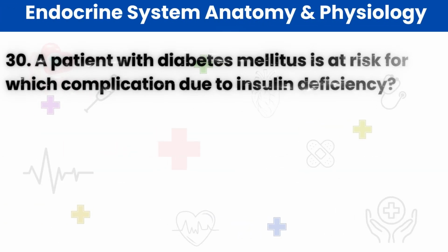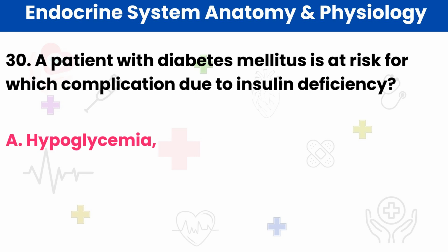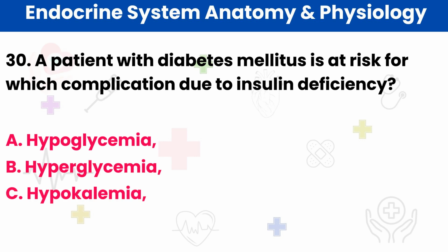30. A patient with diabetes mellitus is at risk for which complication due to insulin deficiency? A. Hypoglycemia. B. Hyperglycemia. C. Hypokalemia. D. Hypernatremia.